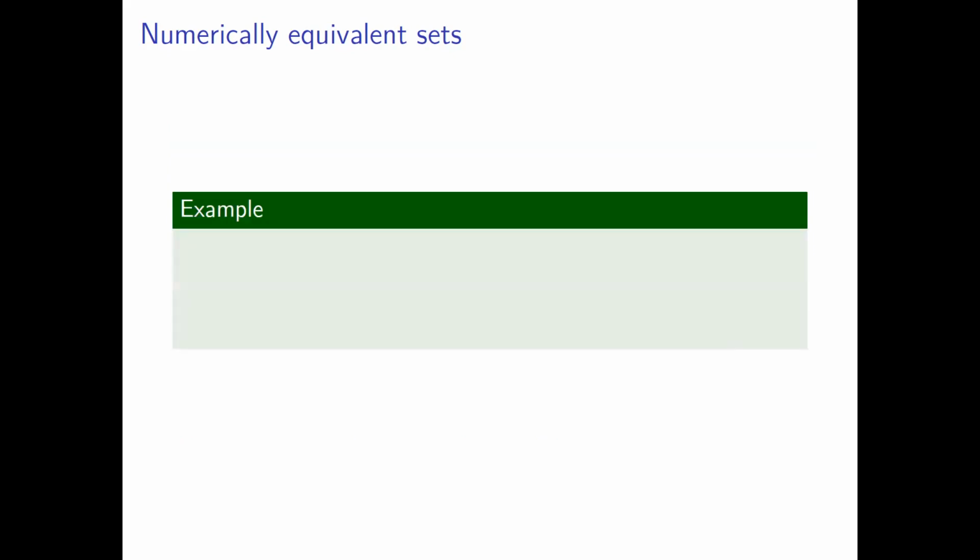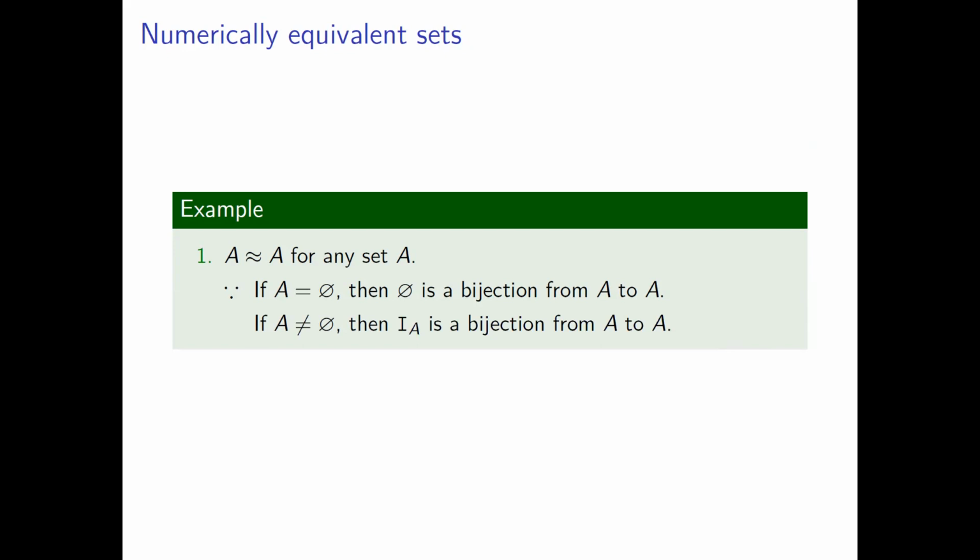Let us consider the following examples. Any set A is equivalent to itself. Indeed, if A is the null set, then the empty relation is a bijection from A to A. If A is non-empty, then the identity relation on A is a bijection from A to A.